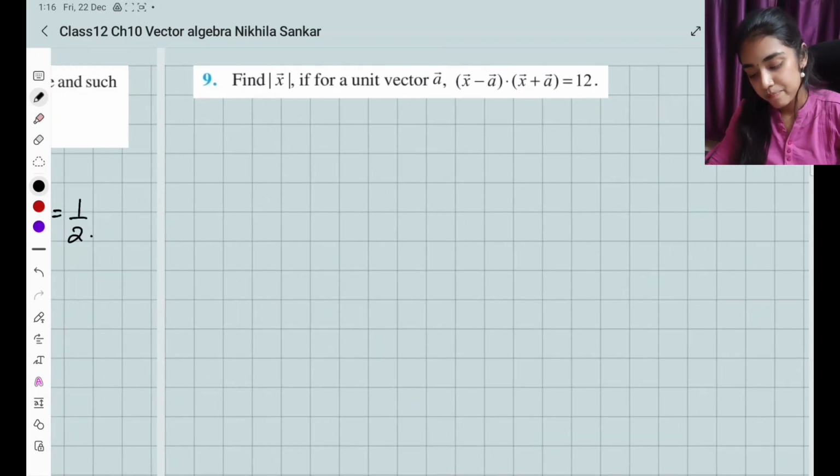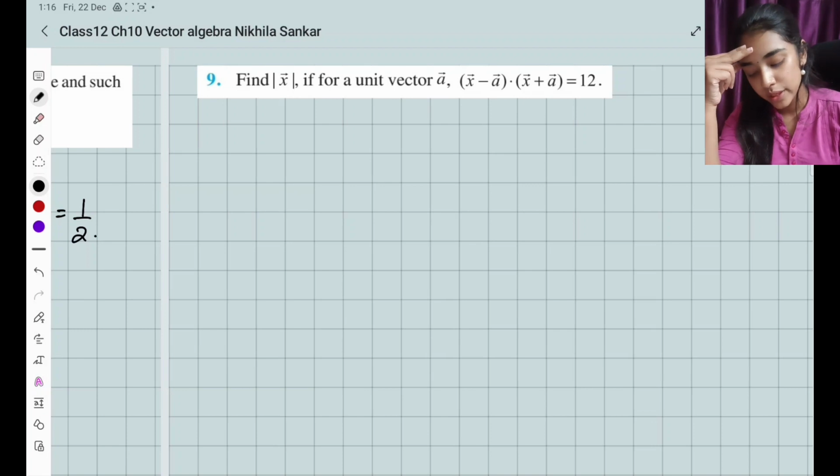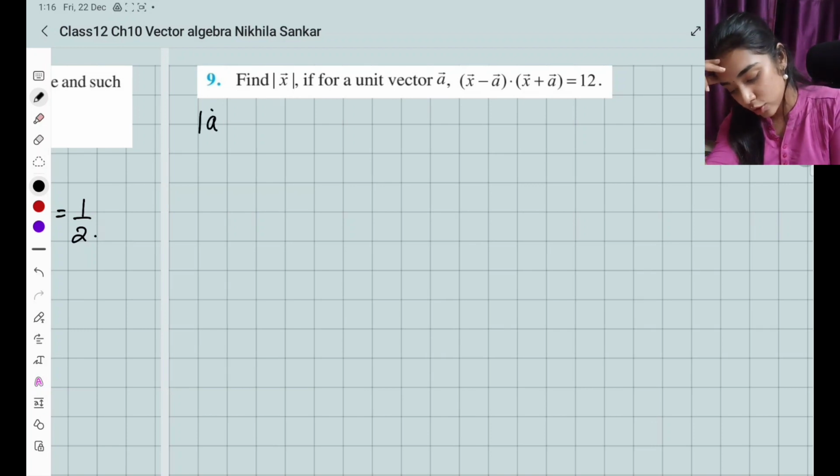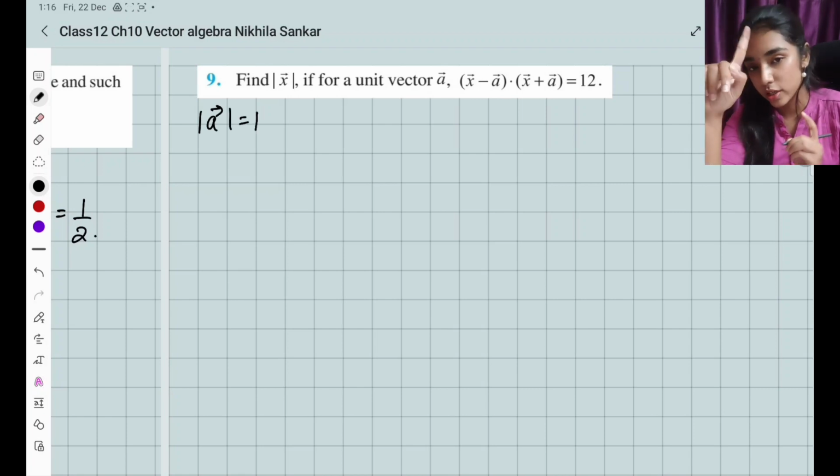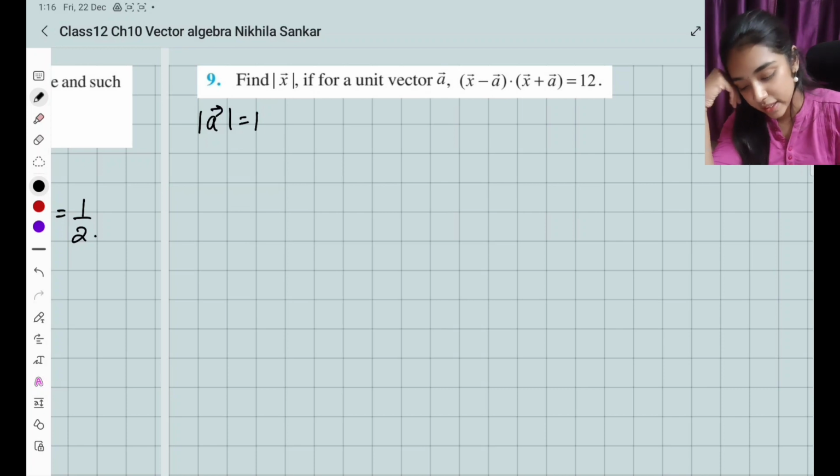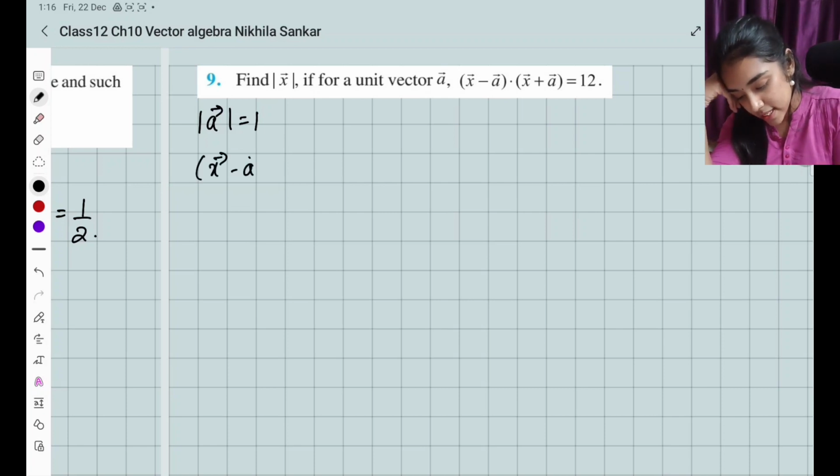Question number 9. Find x if for a unit vector A, (x minus a) dot (x plus a) equals 12. Unit vector A na என்ன அர்த்தம்? Magnitude of A is going to be 1. Unit vector na magnitude 1. Okay, ஞாபகம் வச்சுக்கோங்க. First step இதை எழுதிருங்க. Okay, next I have x minus a dot product x plus a. Dot product என்னன்னு தெளிவா புரிஞ்சு போடுங்க.